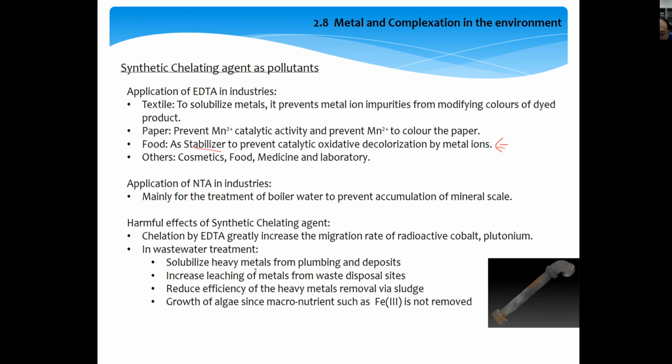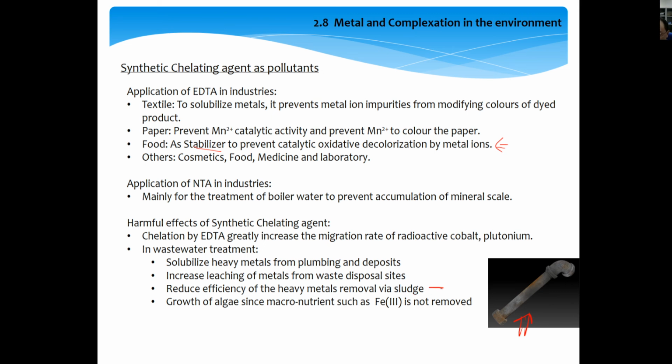In terms of wastewater treatment, we know that nowadays we still have a lot of metal pipes. If the water containing EDTA moves along these metal pipes, it has the tendency to solubilize the metal like lead and iron. It can also increase the leaching of metals from the waste disposal site and reduce the efficiency of heavy metal removal via sludge.